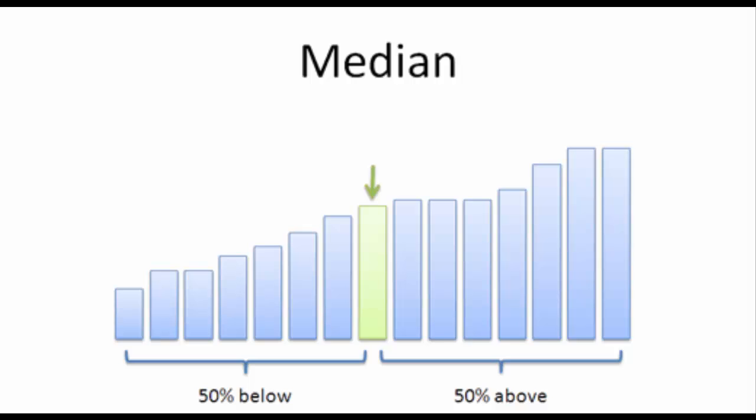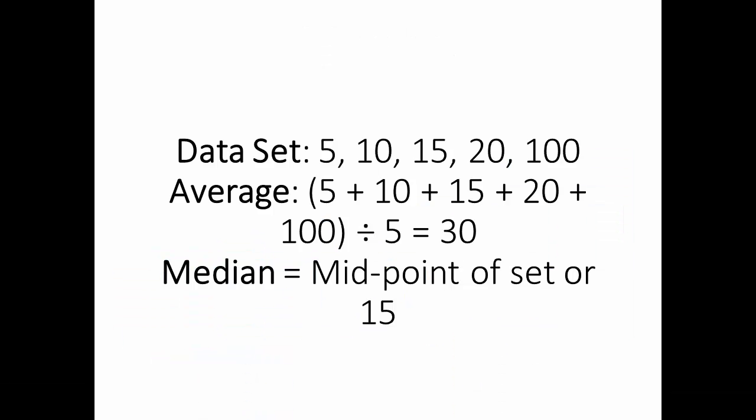Median values are useful in financial analysis because they tend to reflect a more accurate view, since they are typically less affected by large deviations or outliers in the data. For example, if you take a series of values, such as 5, 10, 15, 20, and 100, the average of this set of data is 30, while the median value is 15.